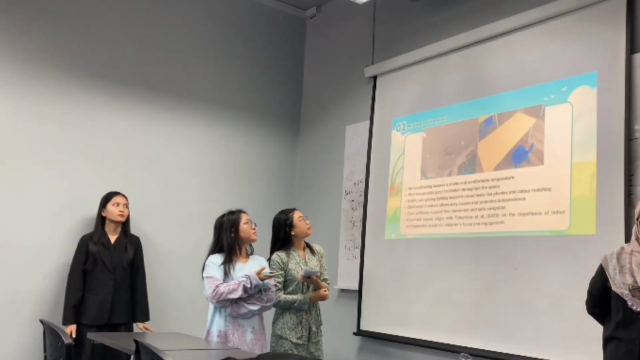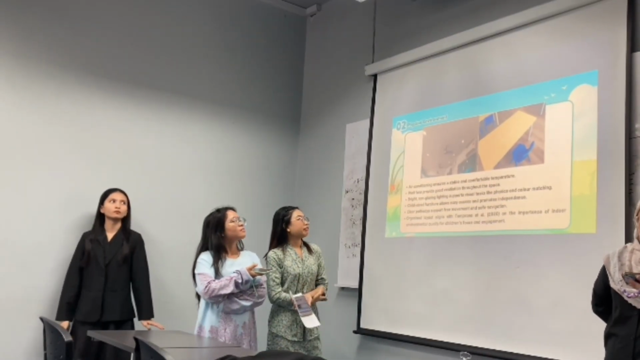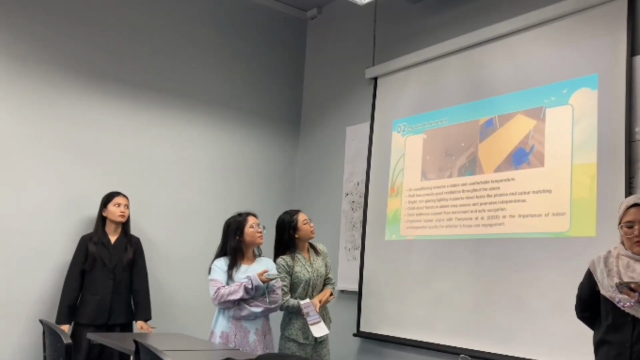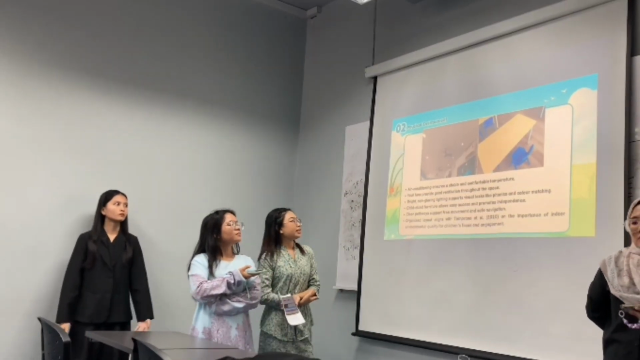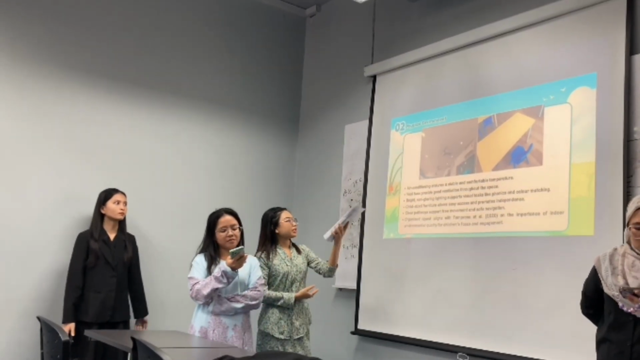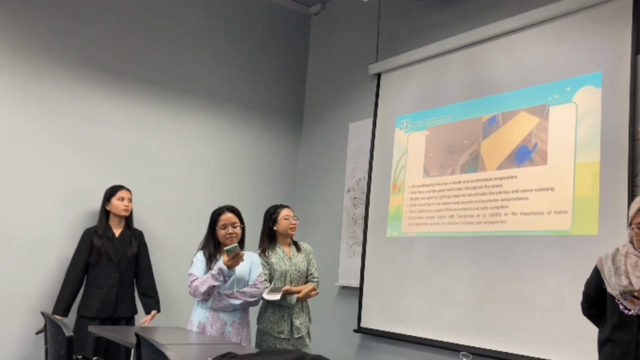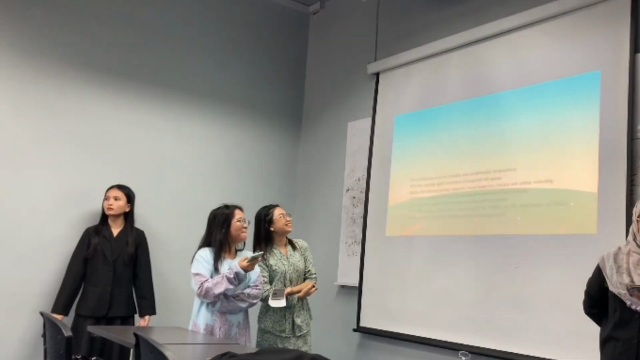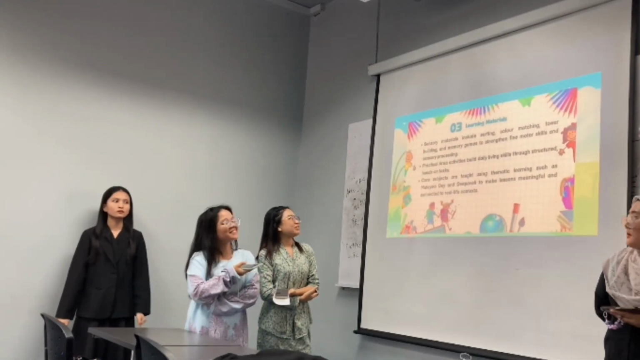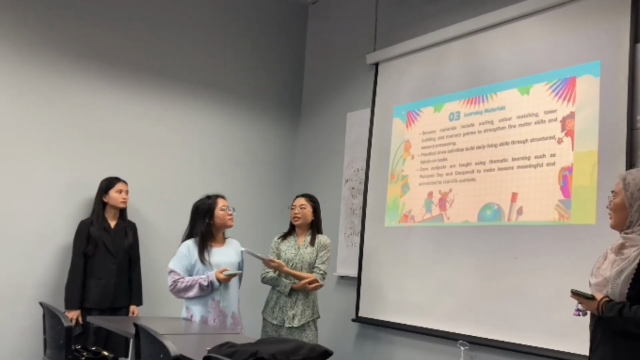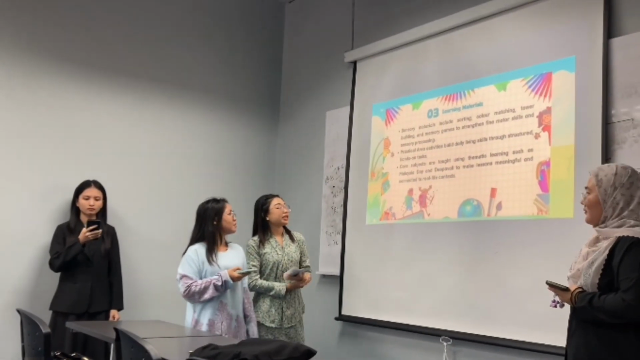Next, physical environment. They have air conditioning and wall fans, bright and non-glaring lighting, and child-size tables and chairs. Next, learning material. They have two: sensory material and practical area. My friend will discuss more details after this.